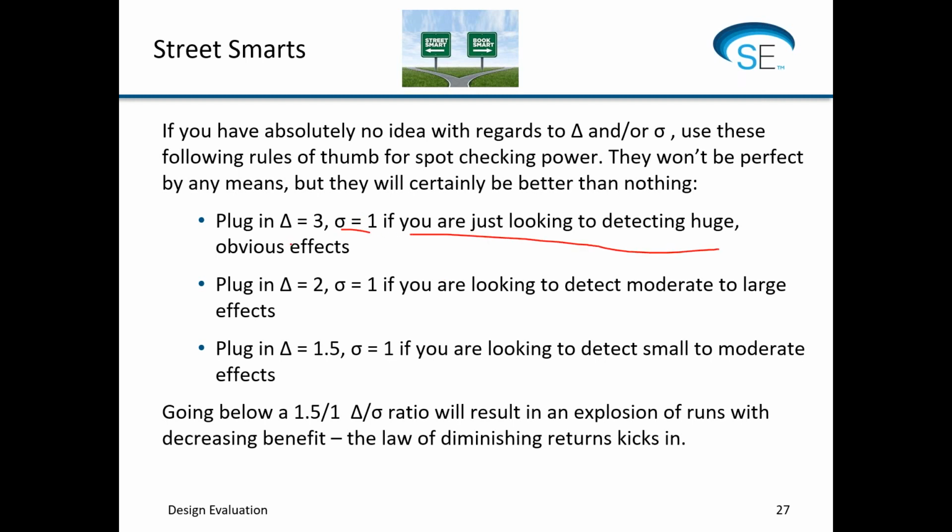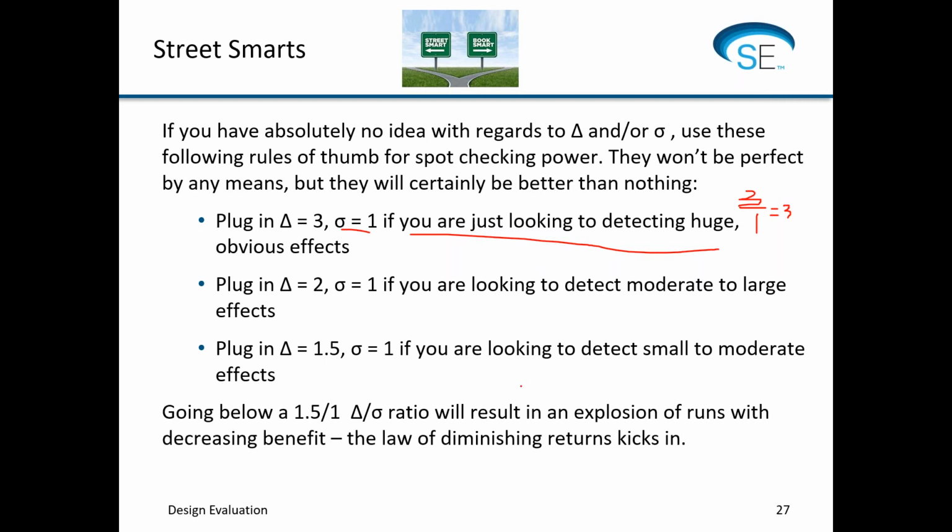If you have absolutely no idea about your process, plug in delta 3 and sigma 1 if you're just looking to detect huge obvious effects. So this is a signal to noise ratio of 3 to 1, which is equal to 3, which is very large. So if you're just looking to detect very large obvious effects, just plug in 3 to 1 and see what power you get.